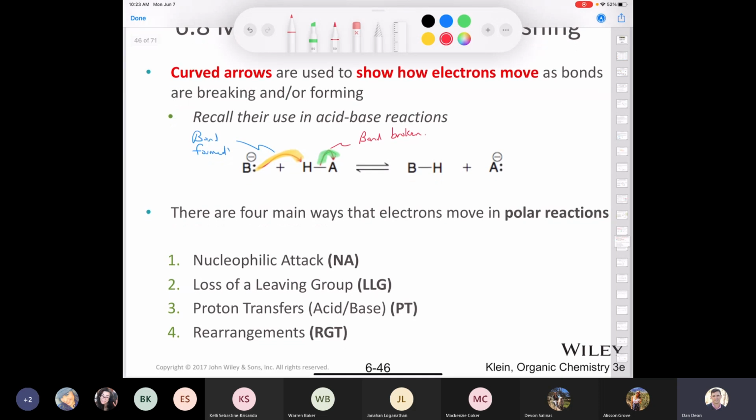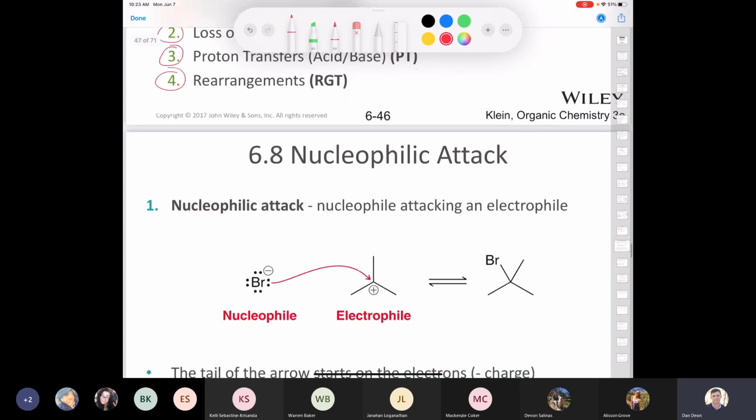Well, there are four main ways that electrons move in polar reactions that you have to be aware of. Okay, we have a nucleophilic attack. We use NA as an acronym for that. Loss of a leaving group, for which we use LLG, a proton transfer, PT, and a rearrangement, which we call RGT. That's the acronym we use to represent rearrangement. So let's get into it, and we'll start with a nucleophilic attack.